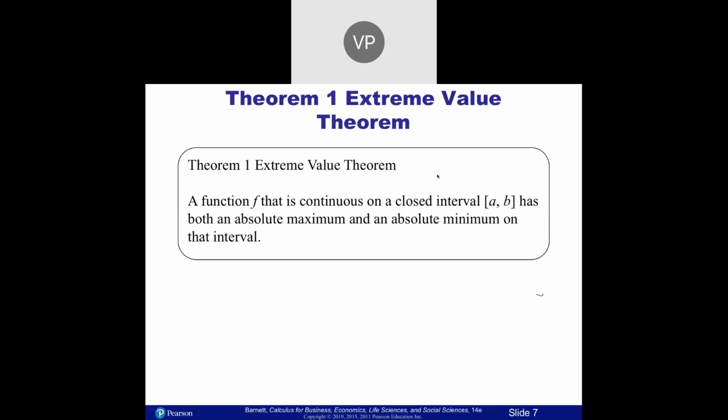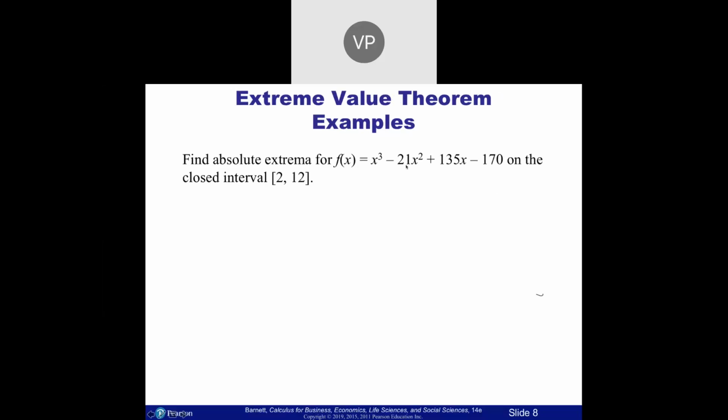The only time we don't have absolute maxes or mins is when our graph goes on forever, but since we're closing it off in this interval, there's going to be a point where the graph is going to stop, and then we can see what the max and min are. So let's go with an example here.